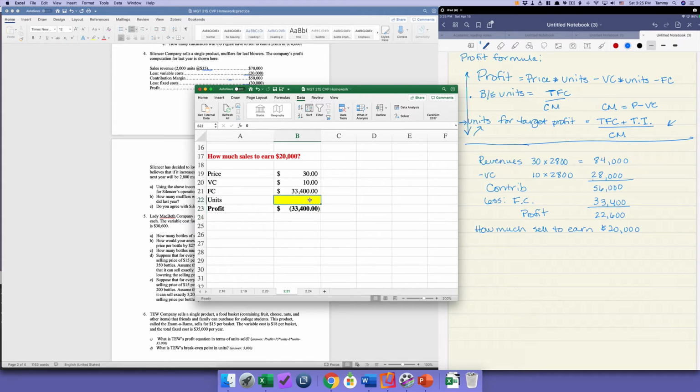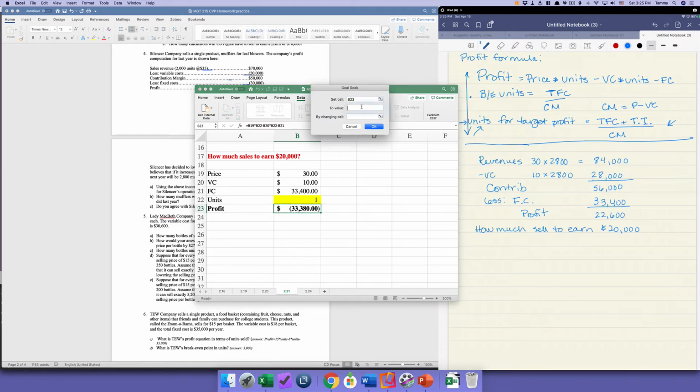So if I put 1 in here, it's going to calculate based on 1 unit being sold. And I want to know how much we need to sell in order to have this profit calculation equal 20,000. So I go into this What If Analysis menu. I want to set that equal to 20,000 by changing the number of units that I'm selling, by changing what's in cell B22. If I hit OK, Excel just thinks for a millisecond, and then it'll give me an answer.